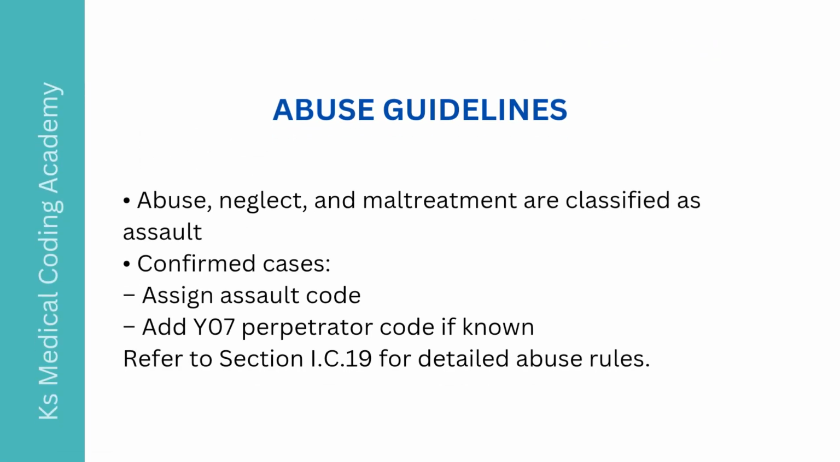Abuse guidelines. Abuse, neglect, and maltreatment are classified as assault. For confirmed cases, assign appropriate assault codes. Add Y07 perpetrator code if known. For suspected cases, different rules apply and external cause codes may not be used.